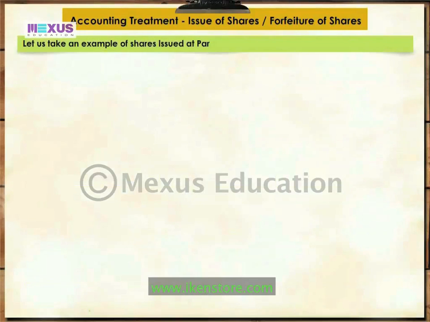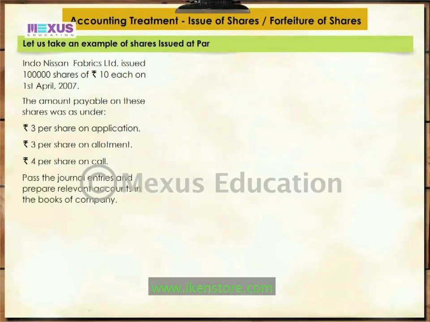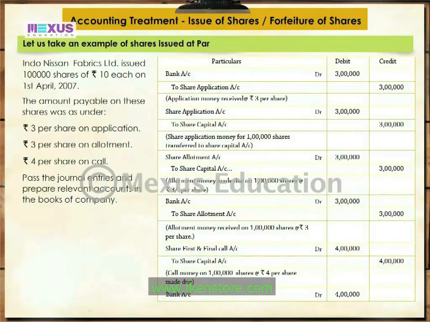Let us take an example of shares issued at par. Indo-Nissan Fabrics Limited issued 1 lakh shares of 10 rupees each on the 1st of April 2007. The amount payable on these shares was as under: 3 rupees per share on application, 3 rupees per share on allotment, 4 rupees per share on call. Pass the journal entries and prepare relevant accounts in the books of company. The journal entries would appear as shown.